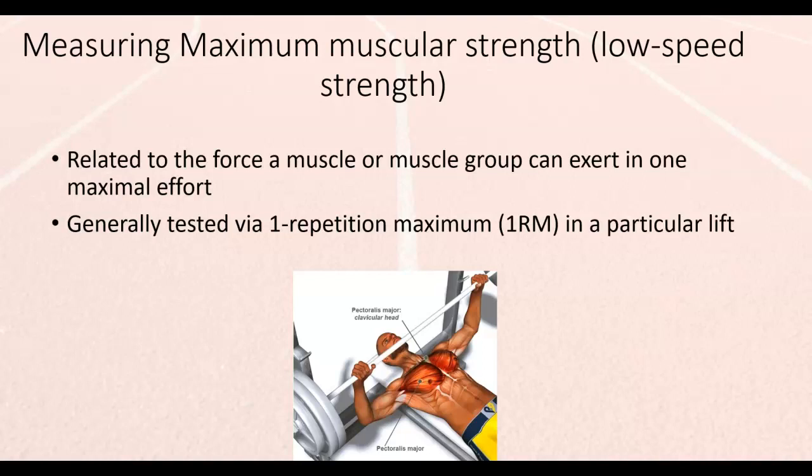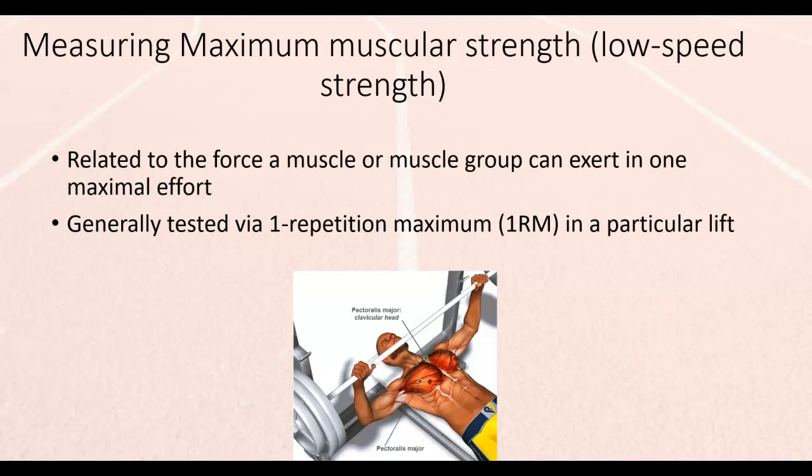Okay, so if we were going to measure maximum muscular strength, that is a low speed strength test. That's usually related to a 1RM, okay? Related to the force that a muscle or muscle group can exert in one maximal effort. Now, the key thing here is to remember one maximal effort, but with proper form. If someone is using their feet or curling up their legs or arching their back too much, or doing something to get maximal effort and their form is all off, we cannot say that is a successful 1RM, okay?